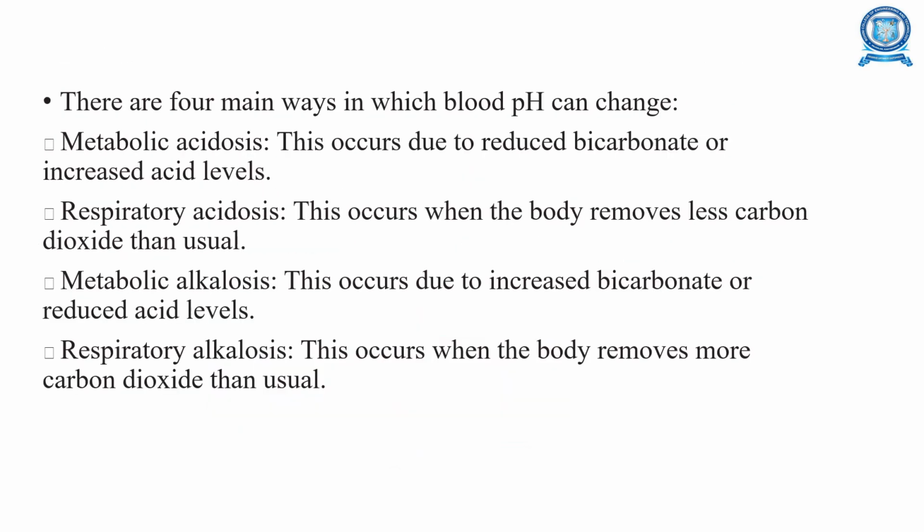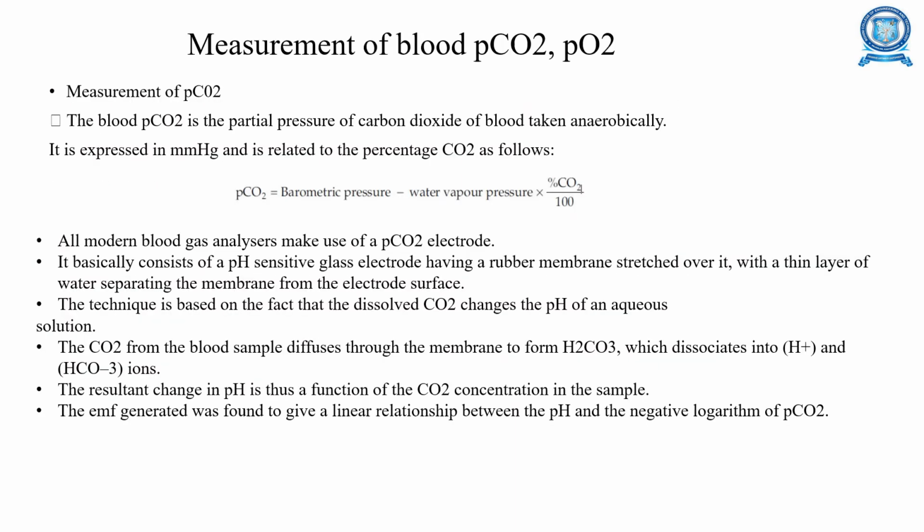There are four main ways in which blood pH can change: metabolic acidosis, respiratory acidosis, metabolic alkalosis, and respiratory alkalosis. Reduced bicarbonate or increased acid levels is metabolic acidosis. When the body removes less carbon dioxide than usual, that is respiratory acidosis. Increased bicarbonate or reduced acid levels is metabolic alkalosis, and when the body removes more carbon dioxide than usual, it is respiratory alkalosis.